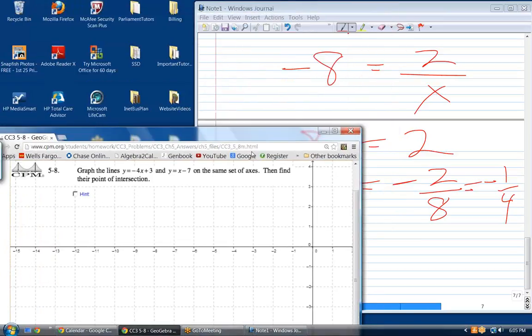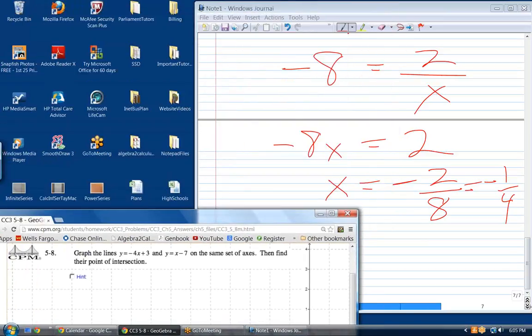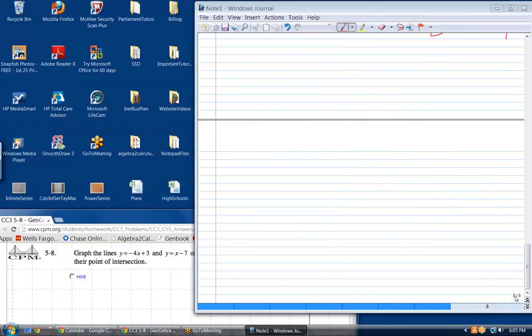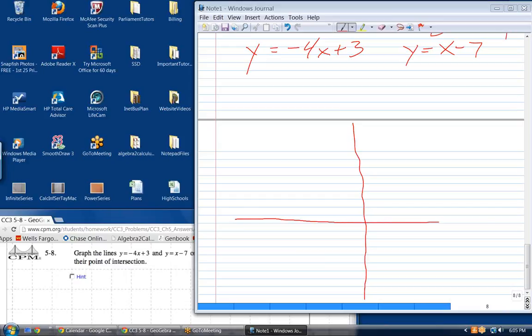Okay, I think I can do this one. Let's see, we got y equals minus 4x plus 3, and we got y equals x minus 7. So I'm going to draw a little grid here. We don't have to be real exact. I'll grid it up a little bit.